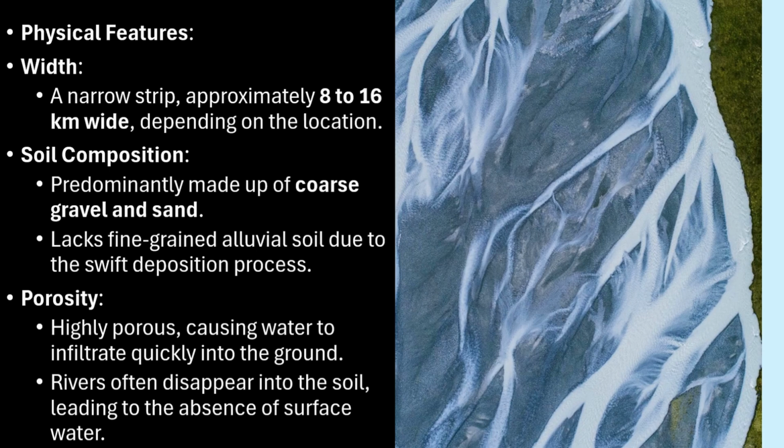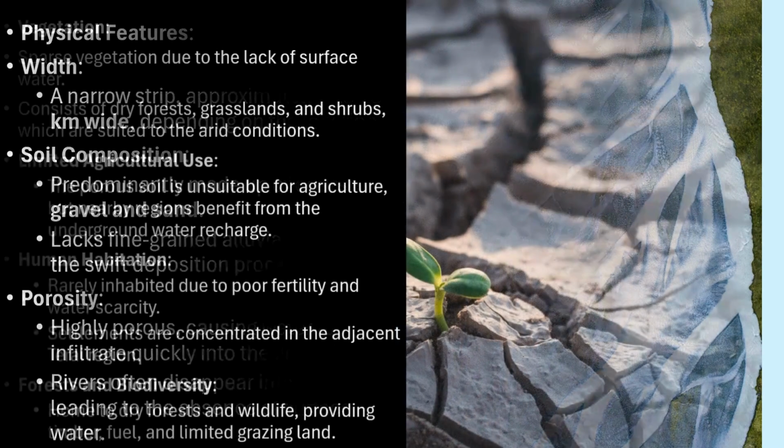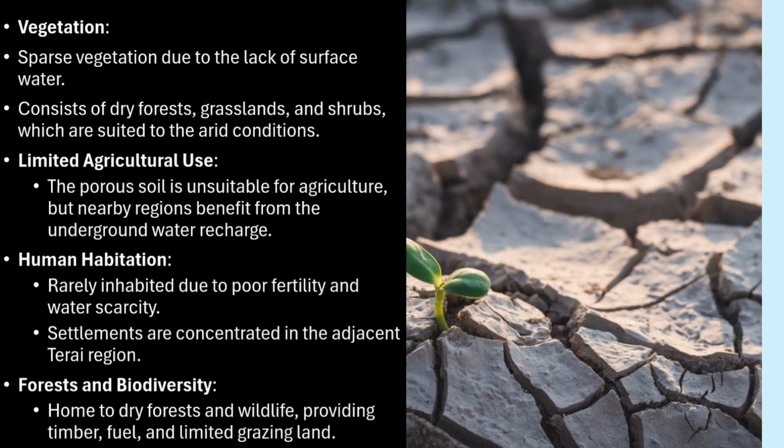Physical features. Width: a narrow strip approximately 8 to 16 kilometers wide. Soil composition: coarse gravel and sand. Porosity: highly porous. Vegetation: sparse vegetation due to lack of surface water. Limited agriculture. You might ask me, why is there limited agriculture when you told us that these are fertile regions?